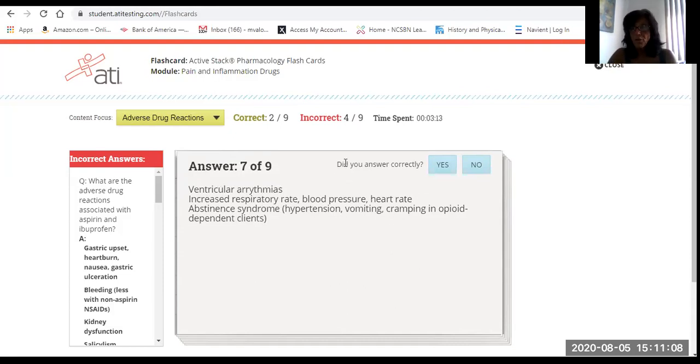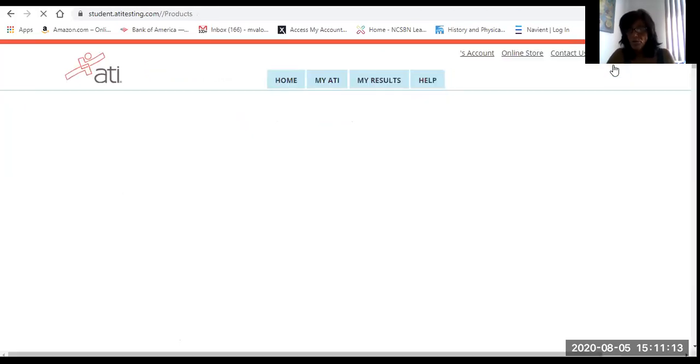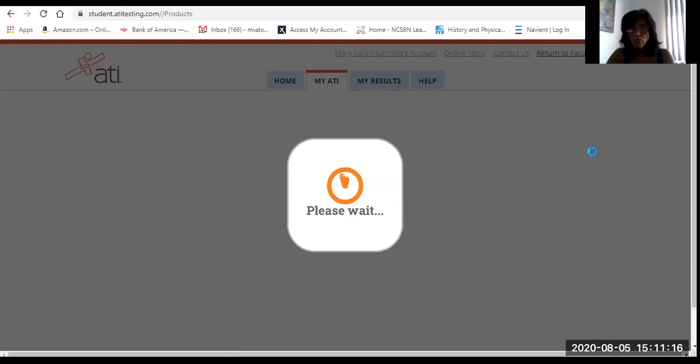So there you go. Those are the active stack pharmacology flashcards. You have them, you can use them. What else do you have that you can use? Let's take a look.